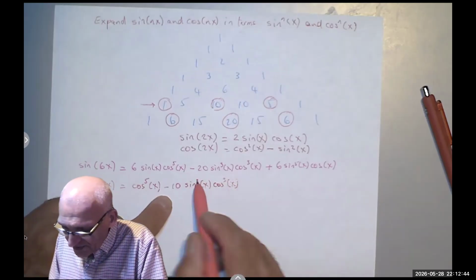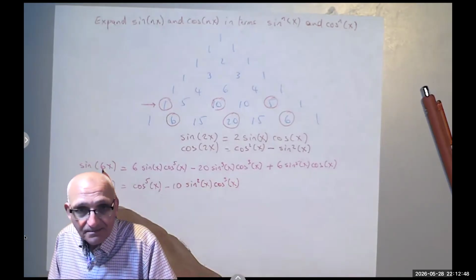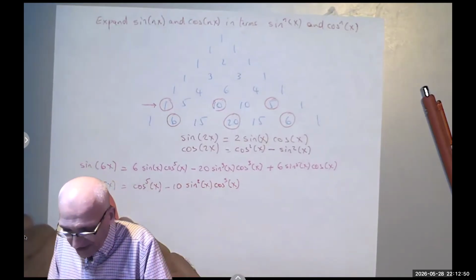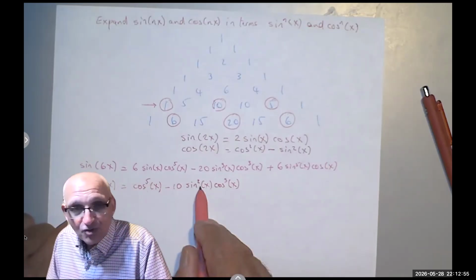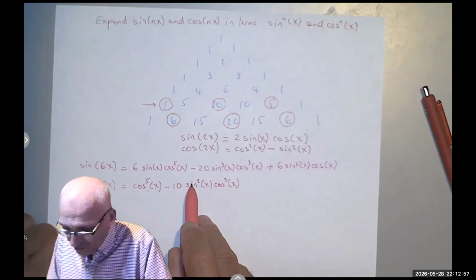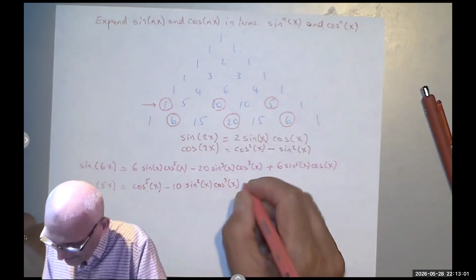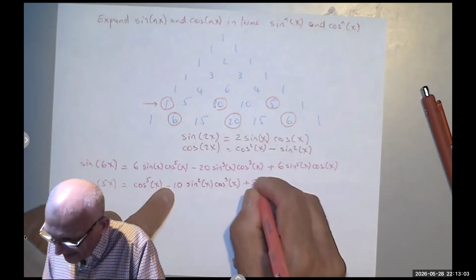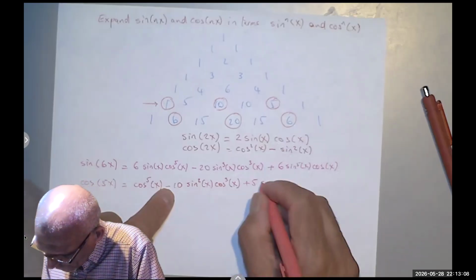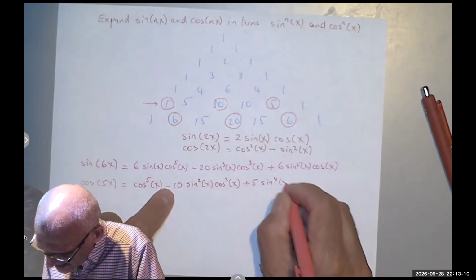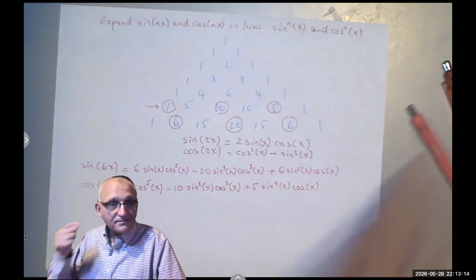How do I know? Well, the sum of the degrees always has to match the 5. So this is 5 for cosine, 0 for sine. Here they become 2 and 3, and then they would be 4 and 1, right? I'm going to skip this 10 and go to the 5. The negative becomes positive 5. Here I have sine to the 4th of x cos x, and I'm done.